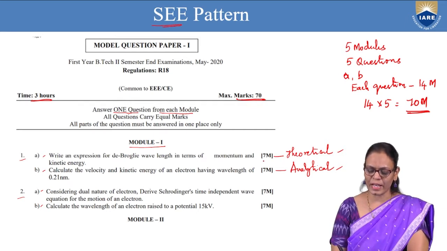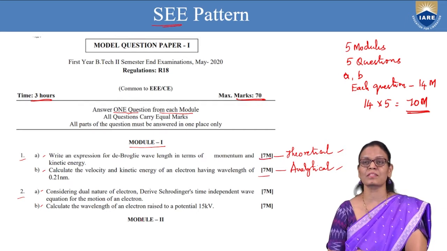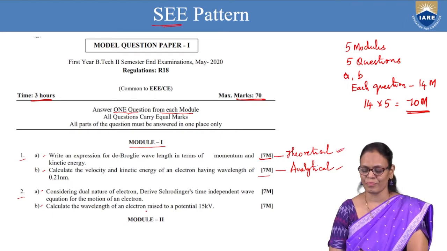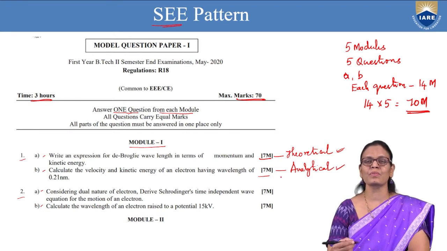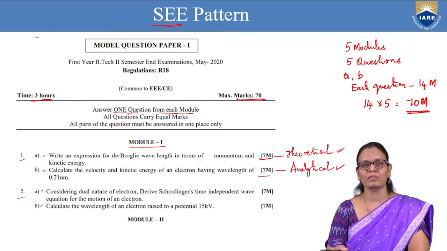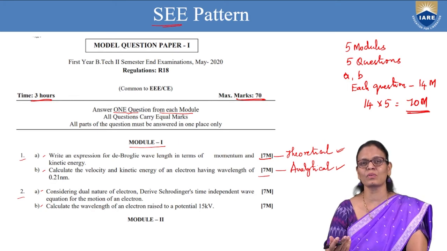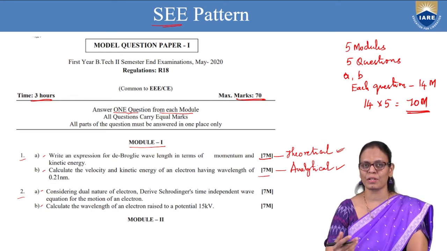And now when I say each question is for 7 marks here, the theoretical question will be a long answer question, and the analytical question may be a little complex. You may have to deduce some relations and then calculate the values and apply them. So I hope with this in mind, we can easily go and discuss the question bank.